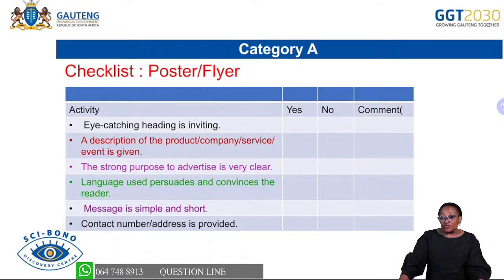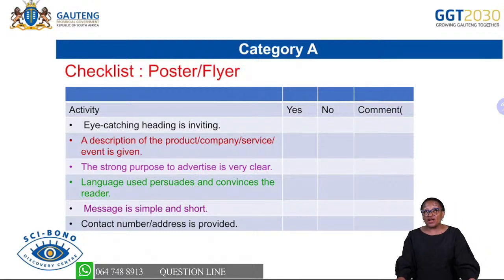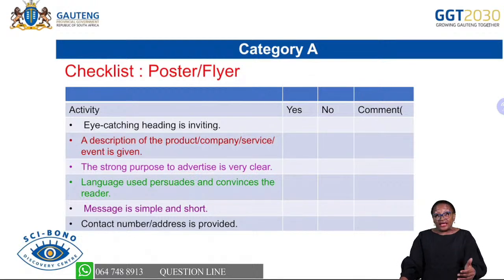A description of the product, a description of the company, a description of the service, or an event is given. Depending on what you would be advertising on that poster or flyer, a description of that which you will be advertising must be clearly indicated on that poster. The same will apply. If it is there, you will tick under the yes column or the no column and write a comment.